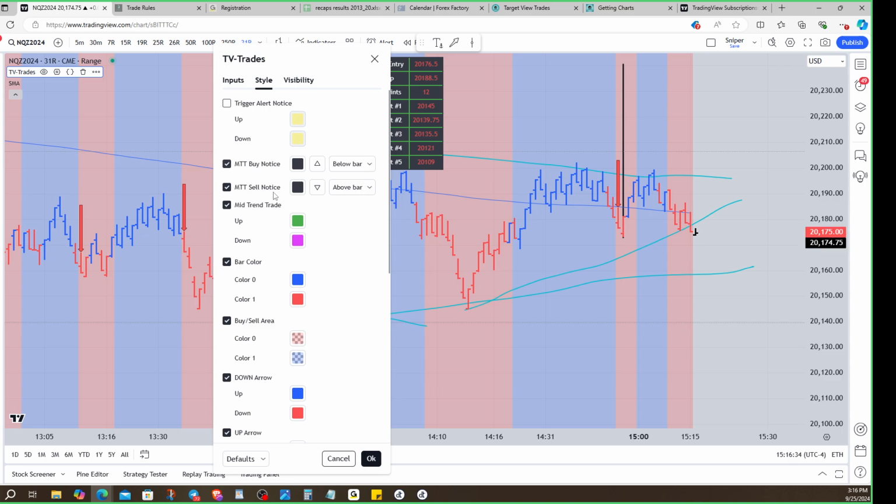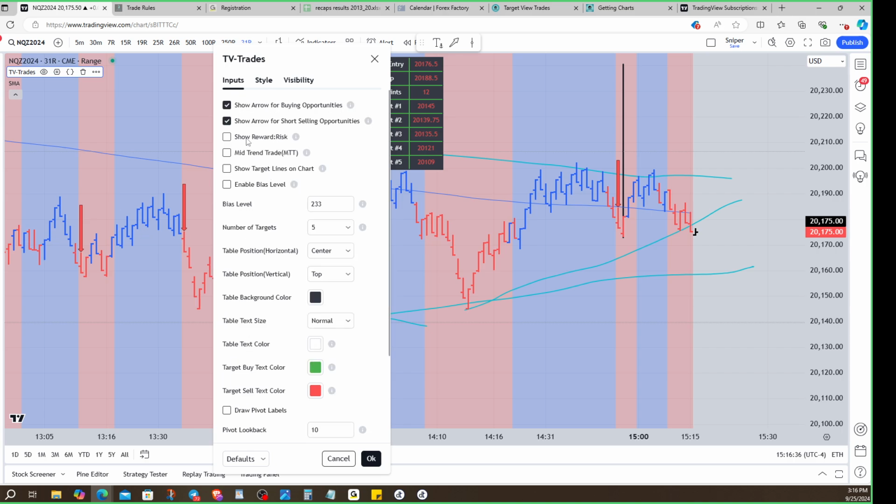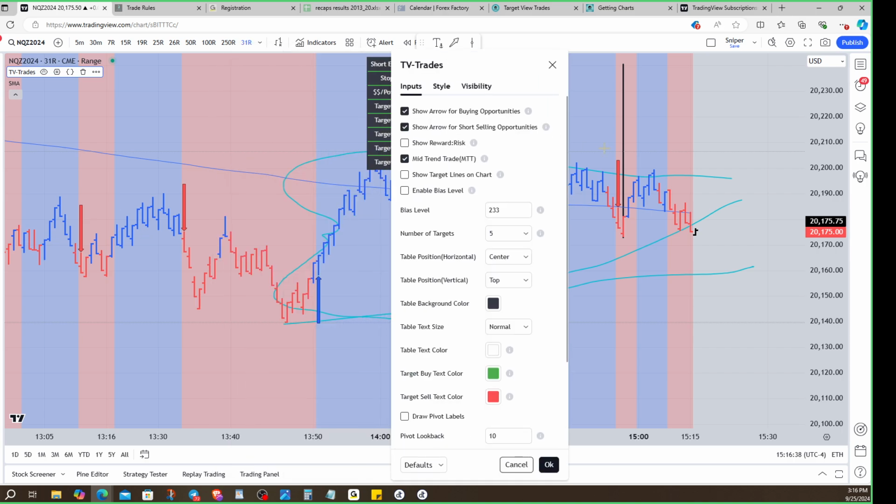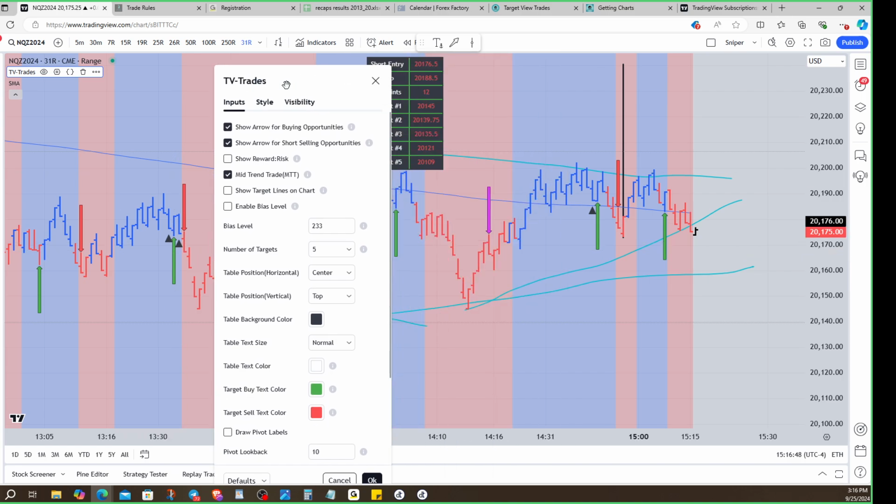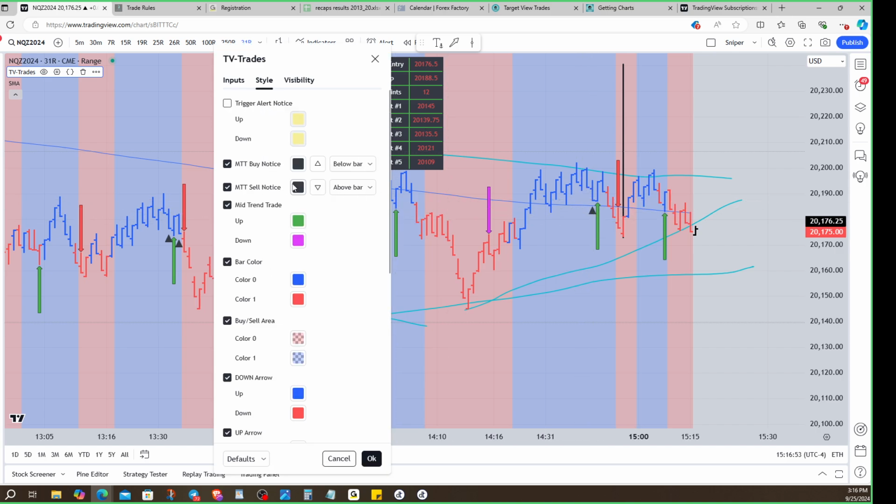But all of this stuff, the mid-trend trade: if you have the mid-trend trade on, let's put it on, and we don't have the bias level on. You see this little triangle right here that occurred before the mid-trend trade, or this one that occurred before the mid-trend trade. That's letting you know it's going to happen a bar before, that you have a mid-trend trade likely coming up on the next bar. It's giving you a little bit of a warning. You don't get it on every mid-trend trade, but it's just giving you that information, right?